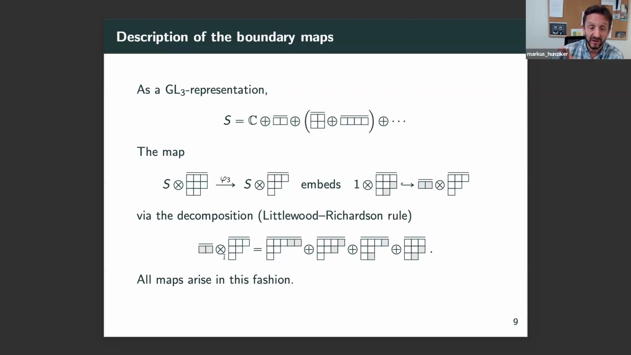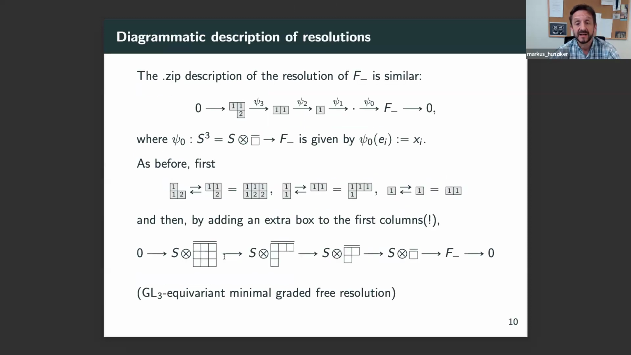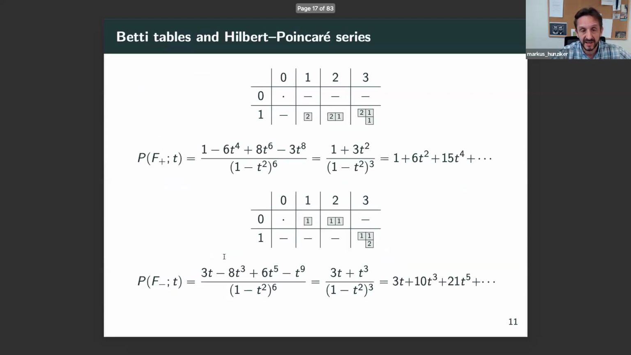And all the maps that I showed earlier arise in this fashion. Actually, all the maps in all the resolutions that I will throw out later will arise in this fashion. So this is something very nice. You can explicitly describe these maps if you choose bases for the representations and so on. You can write down matrices if you want. Similar for the resolution of the odd degree polynomials. I will not explain this now.